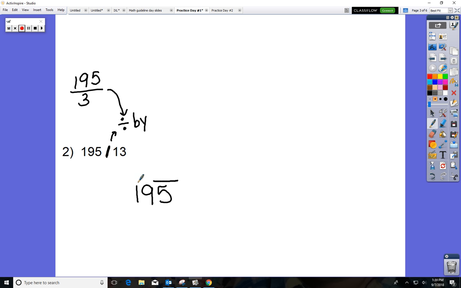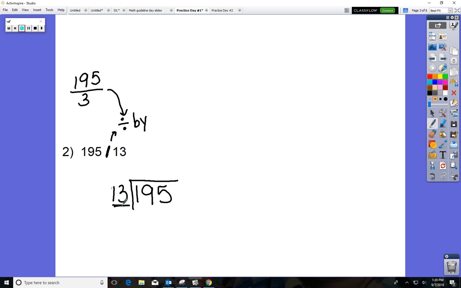And I'm going to build that division house, as some people call it, around it. The 195 is my dividend, so it's what's being divided into, and what I'm dividing by is 13, which is my divisor. When I go to divide this, I have to divide by the 13.